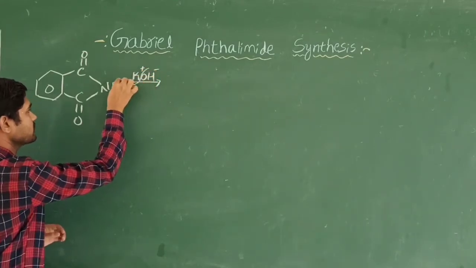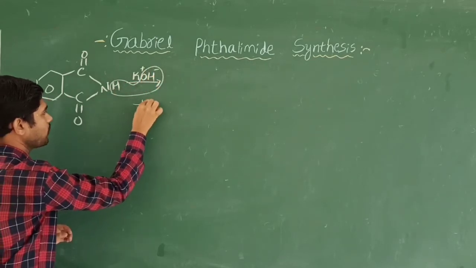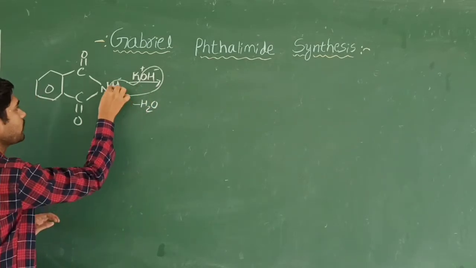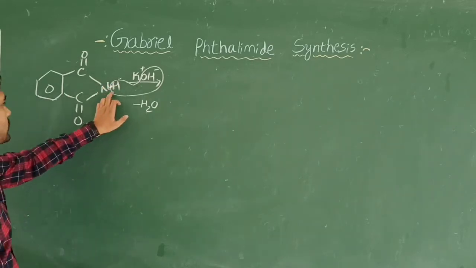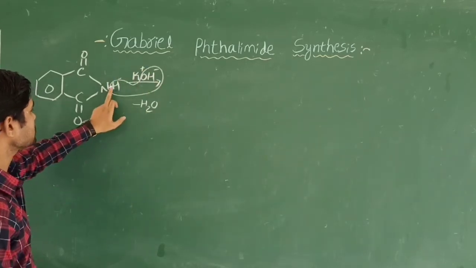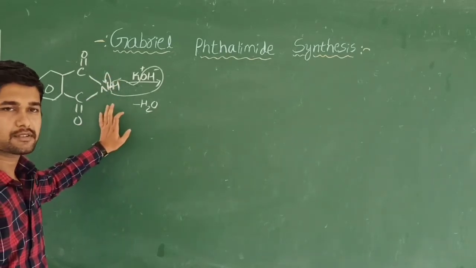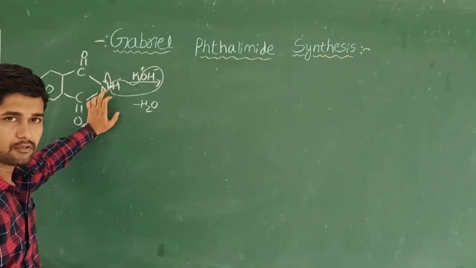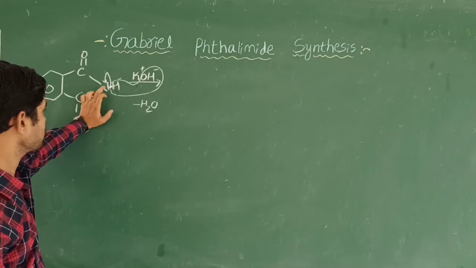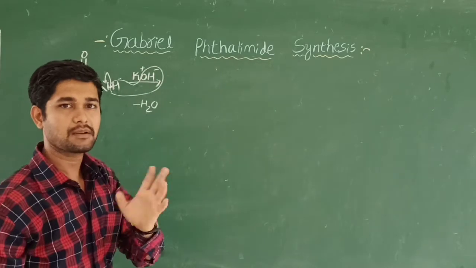So this OH minus acts as a base, and after this reaction water can be eliminated: OH minus and this H plus. The nitrogen-hydrogen bond breaks, hydrogen goes out as H plus, and the bond pair of electrons moves towards the nitrogen atom, because of the electronegativity difference between nitrogen and hydrogen. Then it becomes N minus, and with K plus this forms the potassium phthalimide.